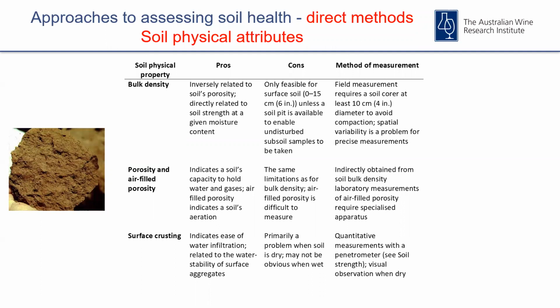The fourth soil physical property that I want to talk about is bulk density. It's inversely related to a soil's porosity and directly related to soil strength at a given moisture content. So that's the pro. The con is that it's feasible for only the surface soil, unless you've got a soil pit and you can remove an undisturbed soil sample.